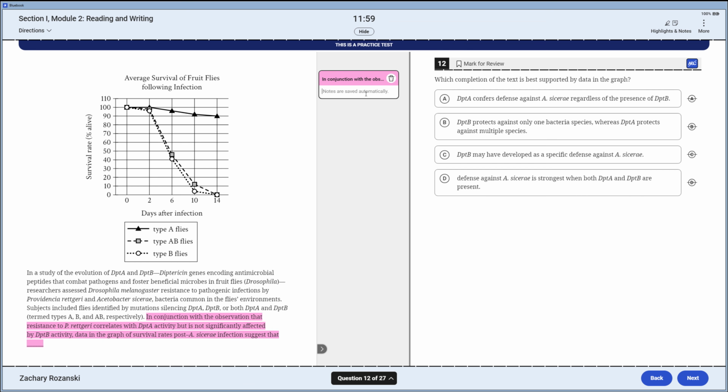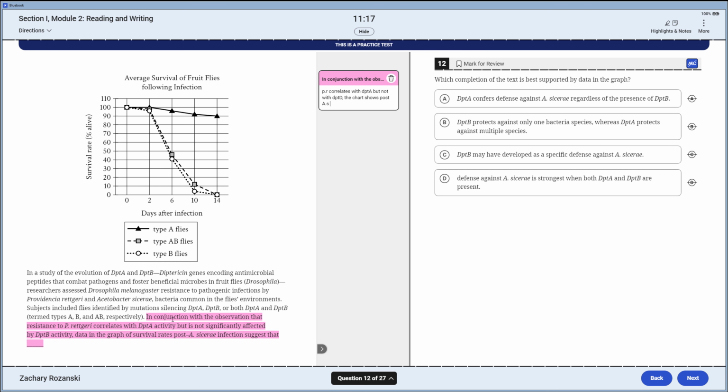In conjunction with the observation that PR correlates with DPTA, but not with DPTD, the chart shows post AS. I didn't understand any of that. Average survival rates. We've got a survival rate. Time passing, survival rates going down. I don't know what the key relates to, and nothing in A or B is shooting me over to here, so I have to read more of this text.